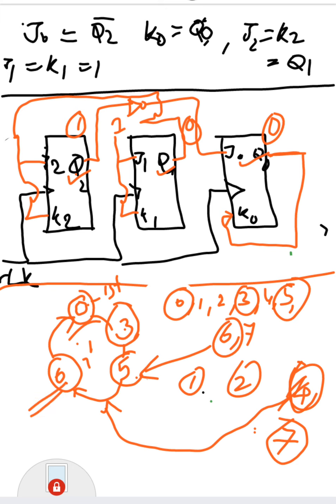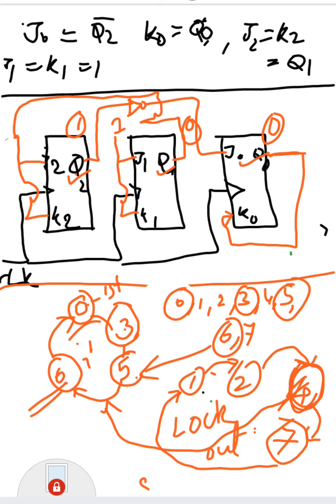If it is not returning, which means it was at 4, and when you supply the next clock pulse it changed to 7. Then you apply the next clock pulse, assume that it goes to 1. Again you apply the next clock, it goes to 2. Again you apply the next clock, it goes to 4. Then 4, 7, 1, 2, it continues its own loop. This is called a lockout condition, which means it is not self-starting.